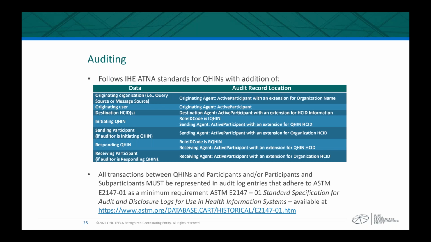Will participants such as an HAIE who may be a member of a QHIN, will those audit logs be available to them upon request? That would be a contractual arrangement between the QHIN and its participant.